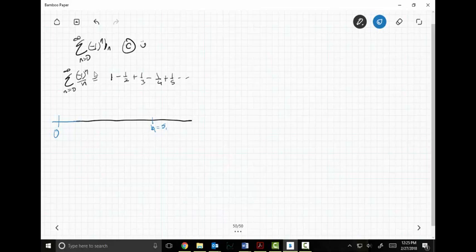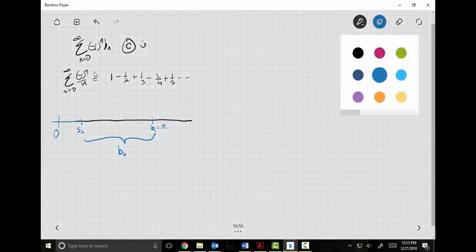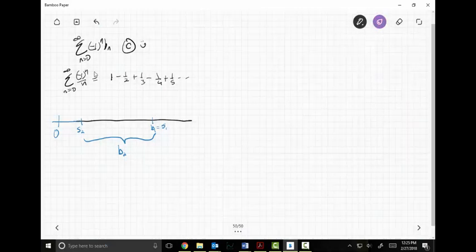So let's, just for giggles, say this distance is going to be b sub 2, which I'm subtracting from b sub 1. And that gives me S sub 2, right? Because b sub 1 plus b sub 2, which is technically negative, so think of it as b sub 1 minus b sub 2, gives me S sub 2. I'm going to change colors again. Let's go to purple. Now what do I do?